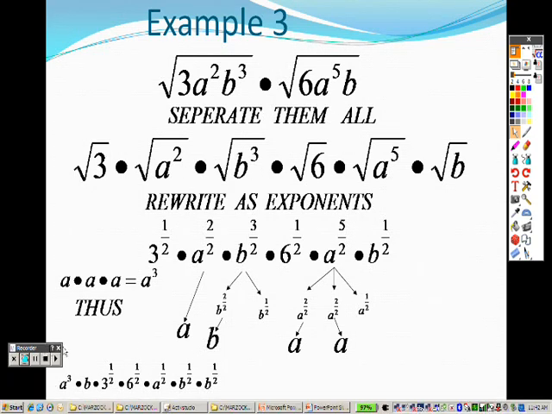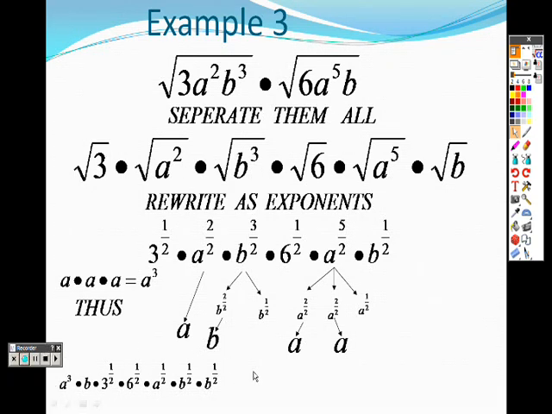Let's move that up here. I have an a cubed, I have a b, and then all the fractions left over. Here's 3 to the 1/2, there's a 6 to the 1/2. I still have this left over as b to the 1/2. I still have this left over as a to the 1/2, and I still have this b to the 1/2 left over. So combine any like terms.